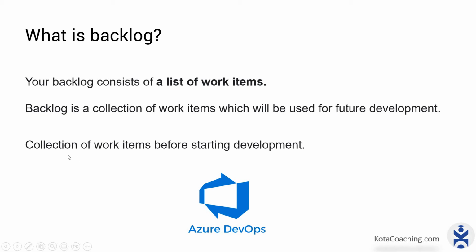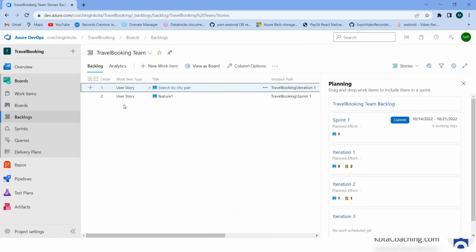Or simply you can see that it is the collection of the work items before starting development. The important thing here, if I go on the browser again, you can see the order. So backlog manages the items with priority. Top items would have much priority. Backlog makes it very easy to quickly assign work items to team members.